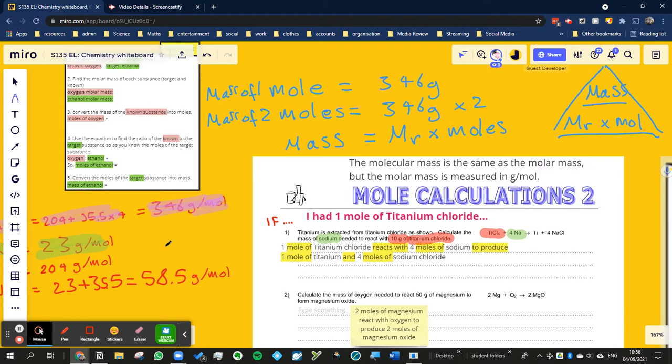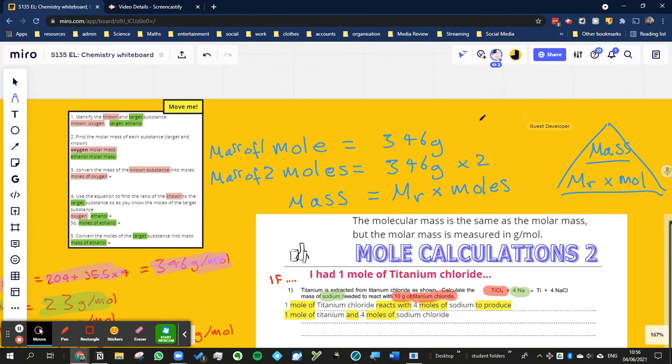So the moles of titanium is going to be equal to 10 divided by 346, which makes sense, because if it was the other way around, 346 divided by 10, we'd get a large number. We know we're expecting a small number because 10 is much less than 346.